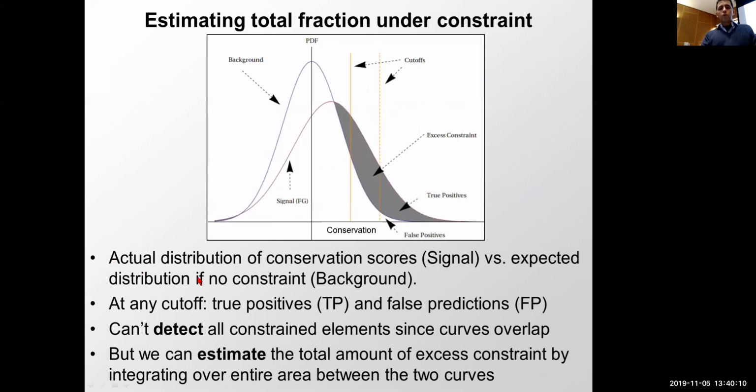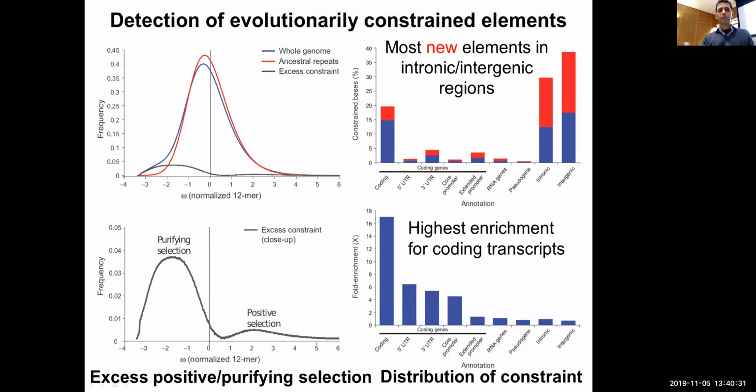So at any cutoff, there's a certain number of true positives, there's a certain number of false predictions, and we can't detect all of the constrained elements since the curves overlap. But we can estimate the total amount of excess constraints by integrating over the entire area between the two curves, okay? And if I use this approach on those curves here, I can basically say, well, here's my whole genome distribution, here's my ancestral repeat distribution, and here's my excess constraint.